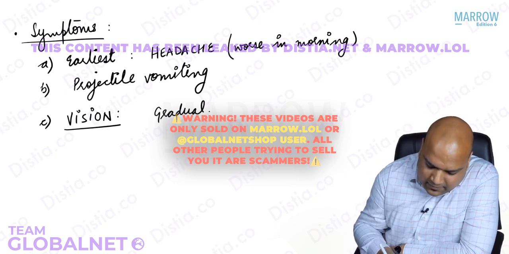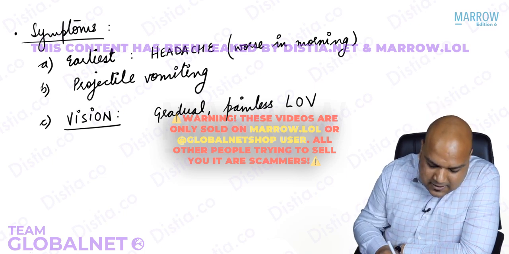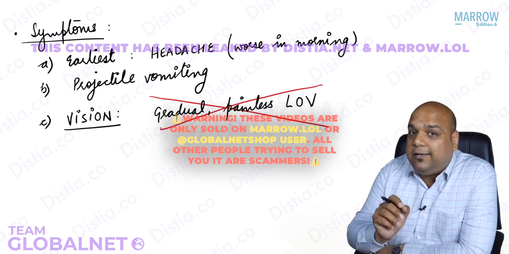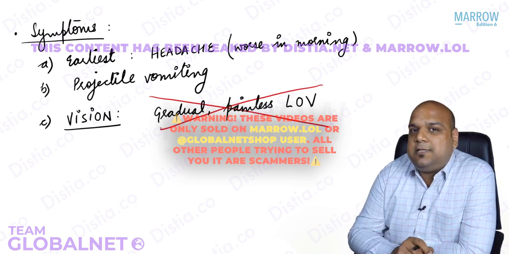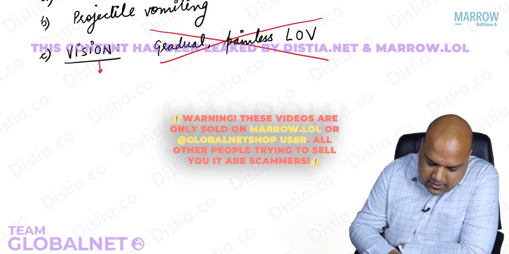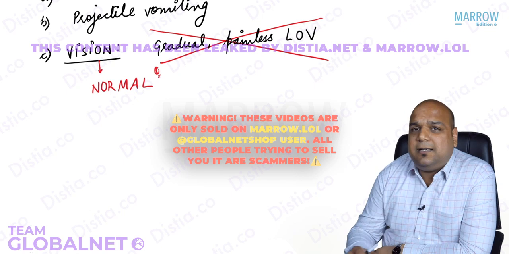If we have gradual painless loss of vision, I am writing LOV as loss of vision. But this is absolutely incorrect. I have purposely written it and then crossed it because a lot of students make this mistake. What instead I am writing, the vision the patient will say is absolutely normal. You can take my vision will be 6/6.